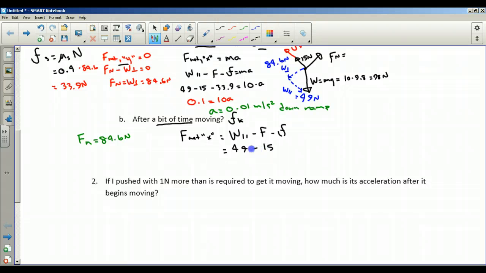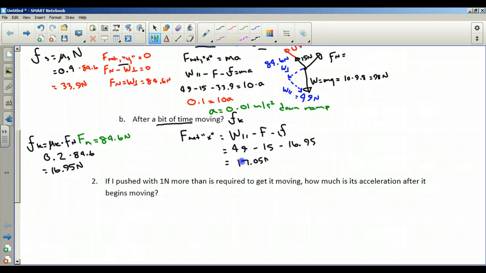So we've got our 15 newton push force. Our kinetic friction is going to be similarly calculated to our static friction. Fk is mu k times the normal force. And so we've got 0.2 times 84.6, which is half of this here, so it's going to be 16.95 newtons. And so we're going to have minus 16.95 newtons here, which means our resulting net force in the x direction is 17.05 newtons.